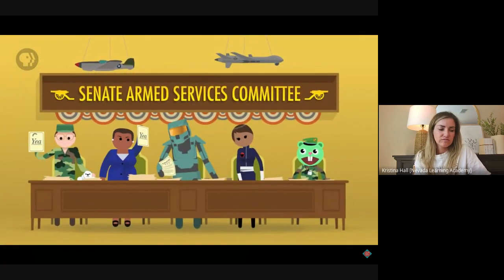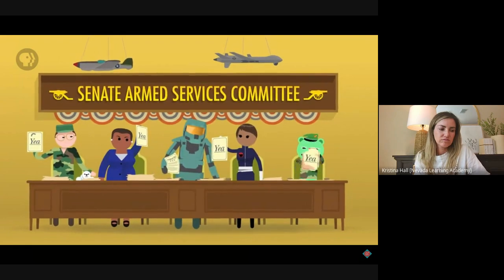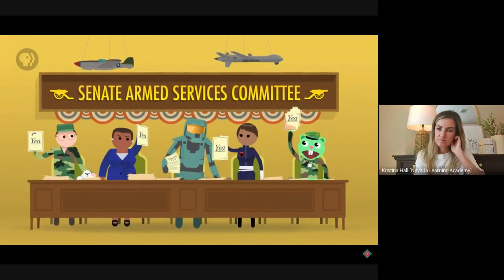which would then write up the bill in formal legal language, or markup, and vote on it. If the markup wins a majority in the committee, it moves to the floor of the full Senate for consideration.